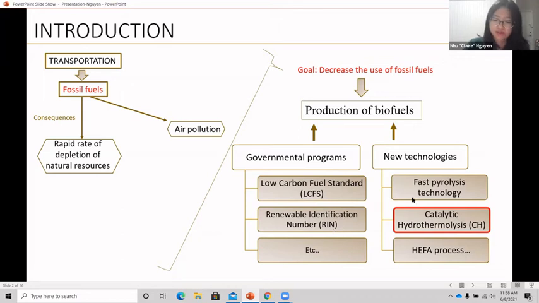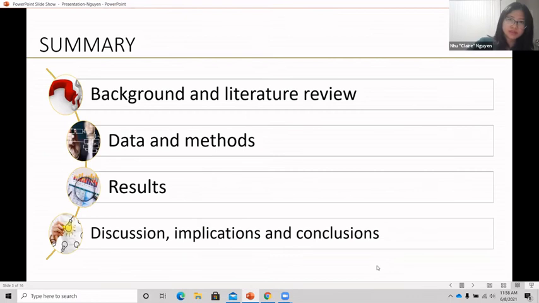There are also different biofuel pathways, such as the fast pyrolysis technology, the hydroprocessed esters and fatty acids, or HEFA process, or the catalytic hydrothermolysis. Our study works on the CH process. And this is a summary of the presentation today, which has four sections here.